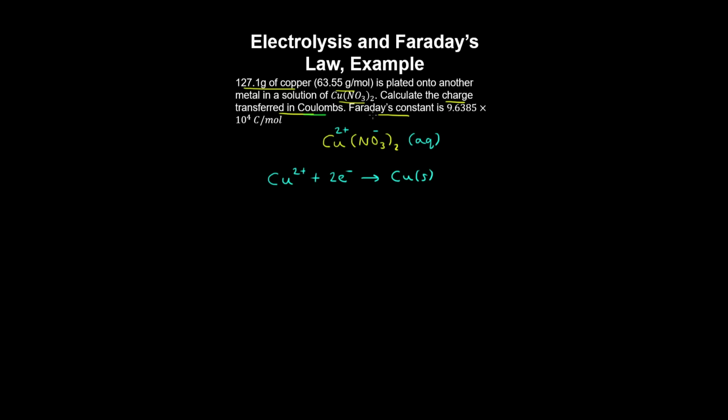So we're asked for a charge in coulombs, so we'll start with Faraday's constant, which is in coulombs per mole of electrons transferred. And here we have 2 moles of electrons transferred per mole of copper solid that's formed. And copper has a molar mass of 63.55 grams per mole. And then we multiply this by the mass of copper that was plated.